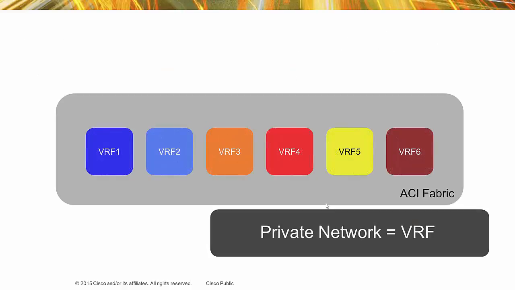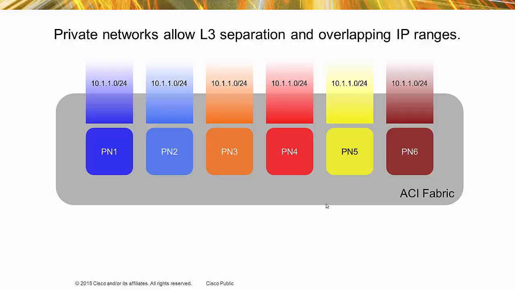Again, the private network is nothing but your VRF, and I'm sure you're familiar. The private network is the one, just like our VRF, where we configure our IP subnet and do any kind of routing. Within the ACI, the private network really allows this whole layer 3 separation and overlapping IP ranges.